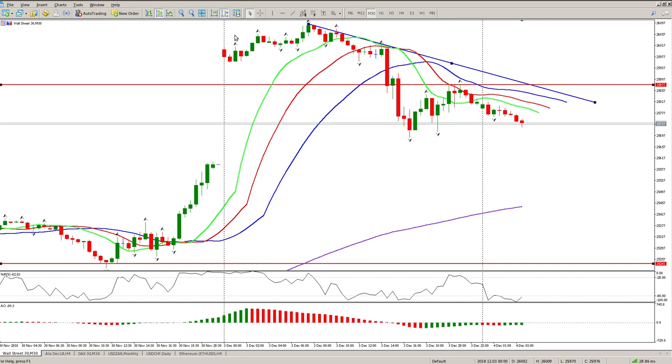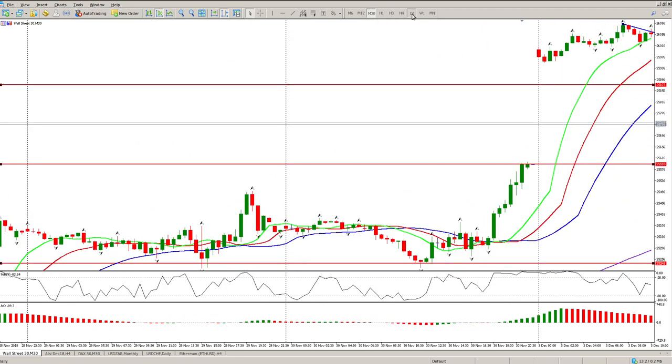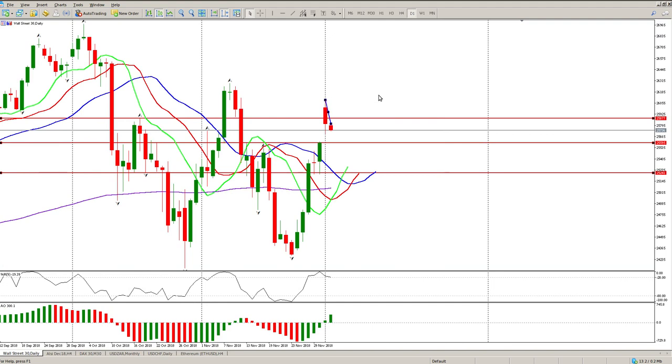Okay, so just bear in mind that you do have this magnet here, which is the gap. So don't rule that out just yet. It is very possible, but as I pointed out, there are other levels that you need to pay attention to, and the one that we are flirting with right now is pretty critical.